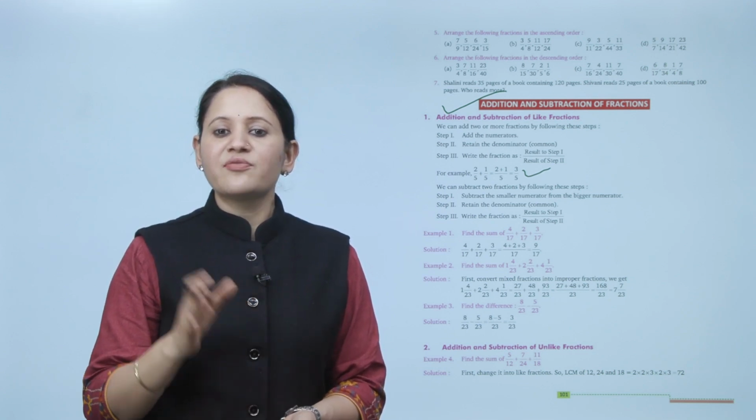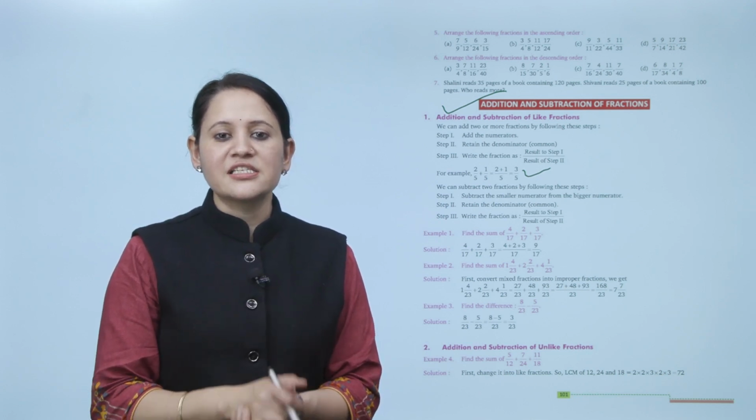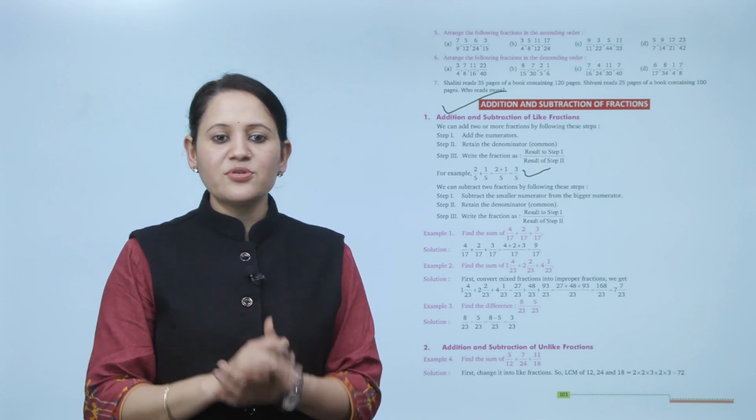Subtract the smaller numerator from the bigger numerator. Retain the denominator that is common. Write the fraction as result of step 1 upon result of step 2.